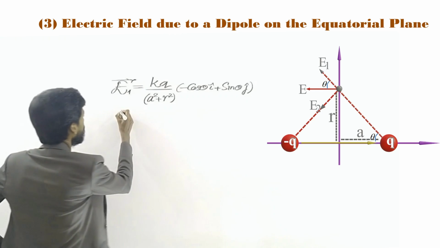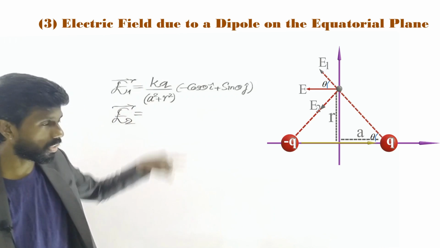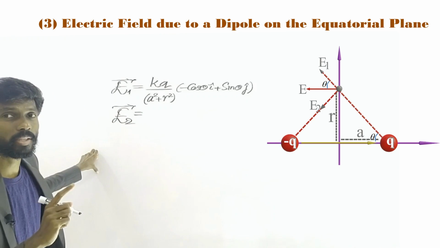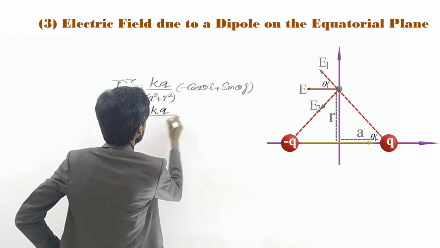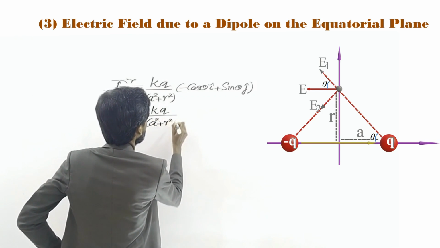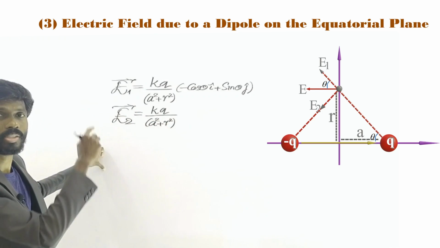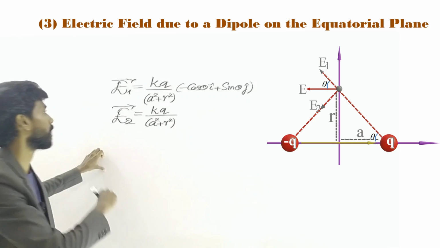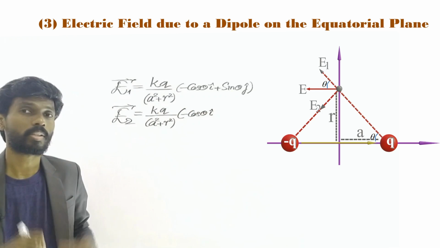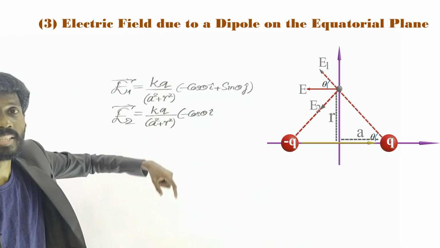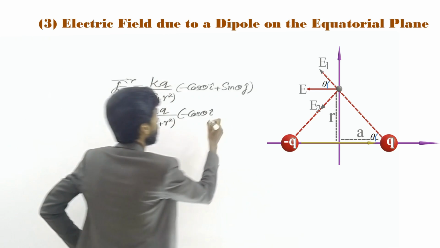So now we will write separately the E2 vector, the electric field due to the charge minus Q, in this direction. It has the same magnitude, because the magnitude of the charge is the same: KQ divided by A squared plus R squared. Then the unit vector. The horizontal projection is the same thing, cos theta in the negative direction, so minus cos theta i cap. And then the vertical projection is sin theta in the minus j cap direction, because it is the downward direction. This is the E2 vector, so it has the vertical component in the downward direction, that means minus sin theta j cap.